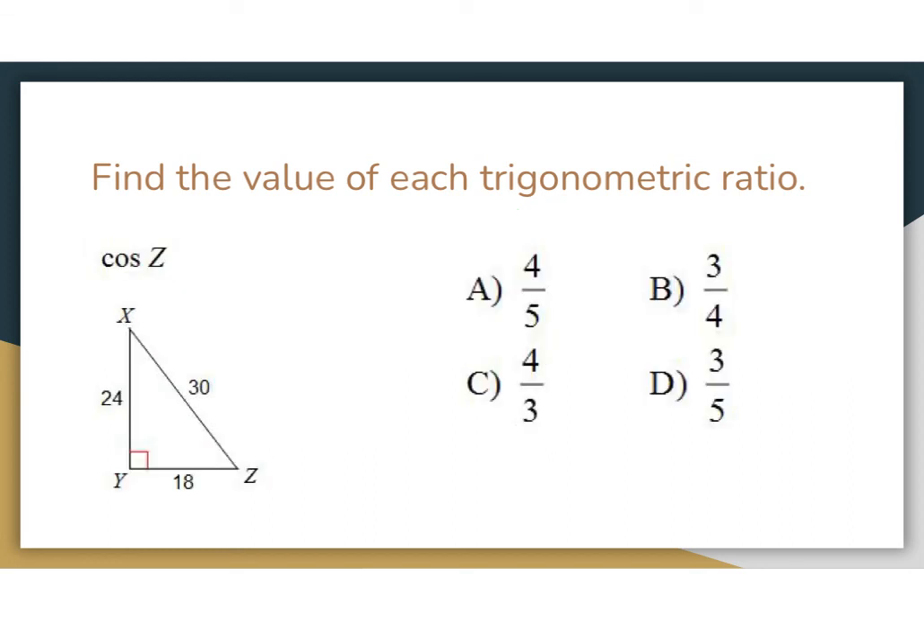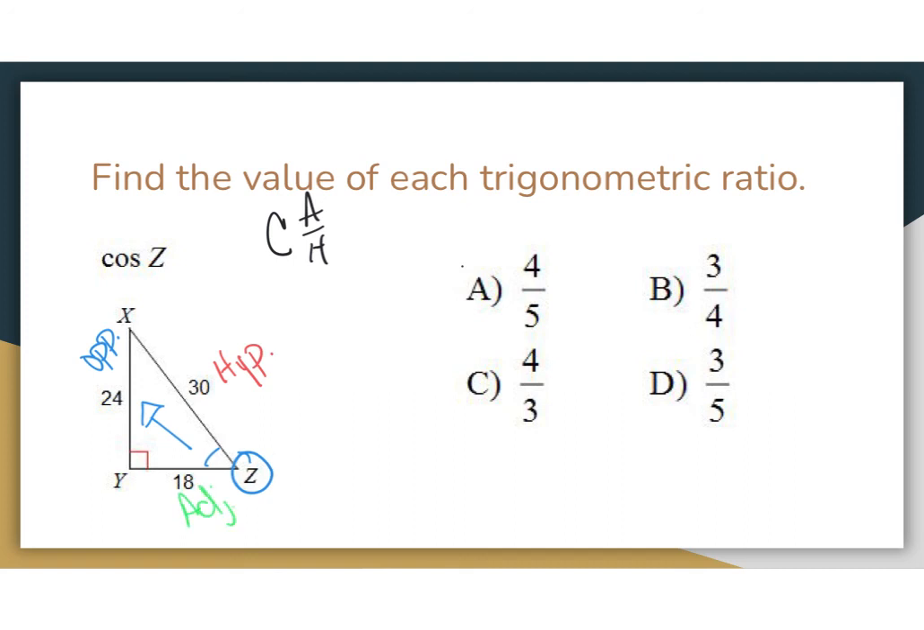So now you try. Identify the value of each trigonometric ratio. And we're talking about cosine Z. Because it's cosine, we're talking about C-A over H. And then we're talking about angle Z. So that means my opposite side would be the 24. The hypotenuse will be 30. It's the bigger number. And then my adjacent side is the side 18.